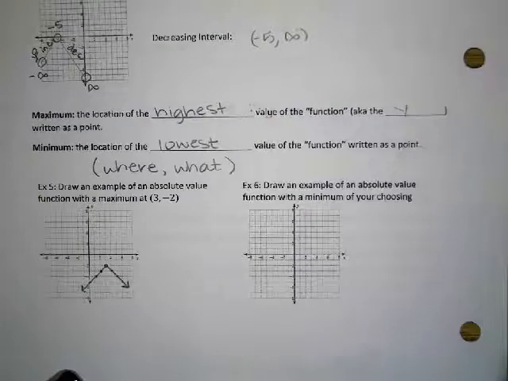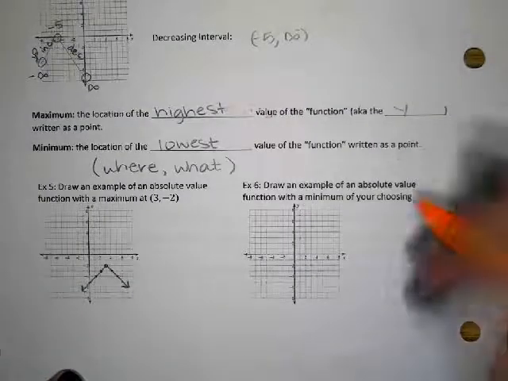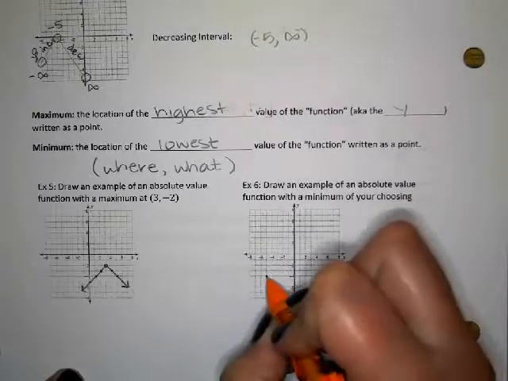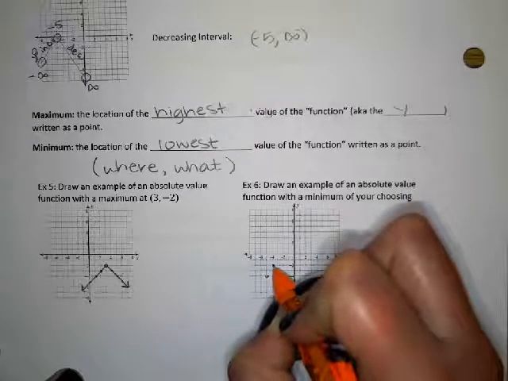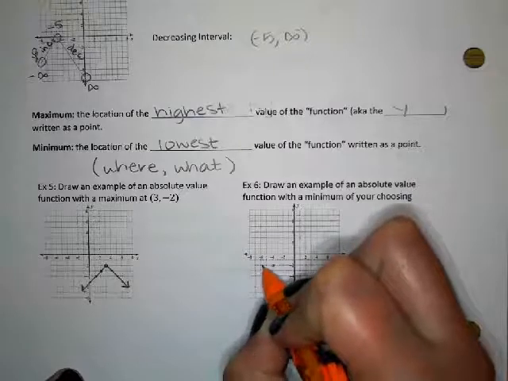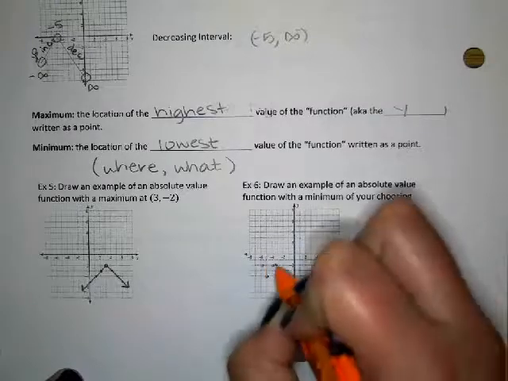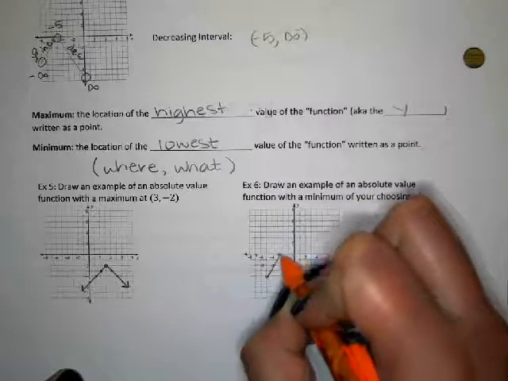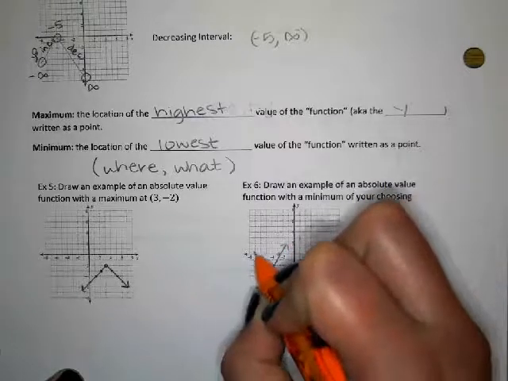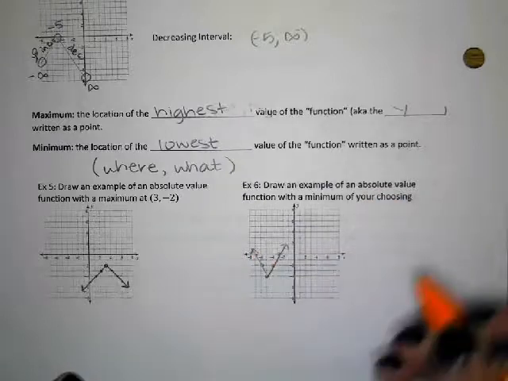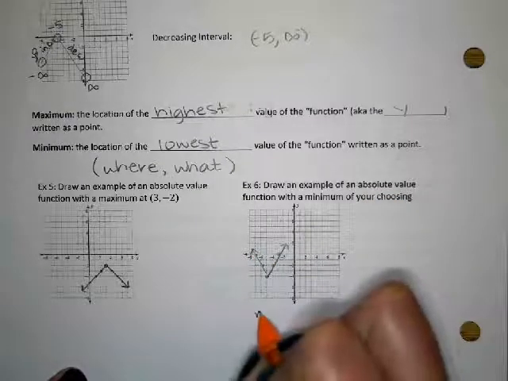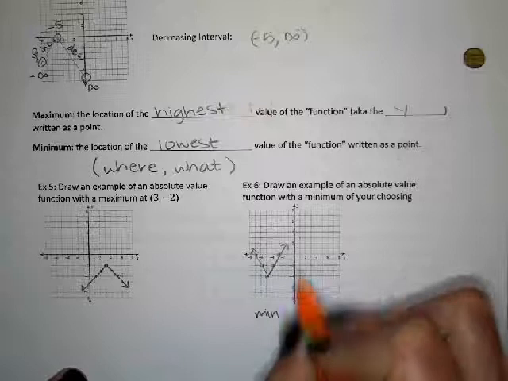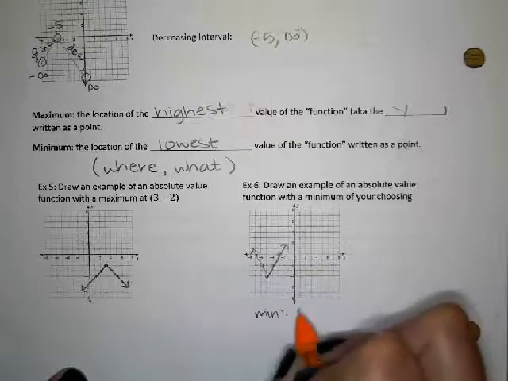Next, it says draw an example of an absolute value function with a minimum of your choosing. So I'm just going to draw it over here. I'm being fancy and I'm drawing a vertical stretch of 2. Ooh, fancy. And so here, my minimum would be -5, -4.